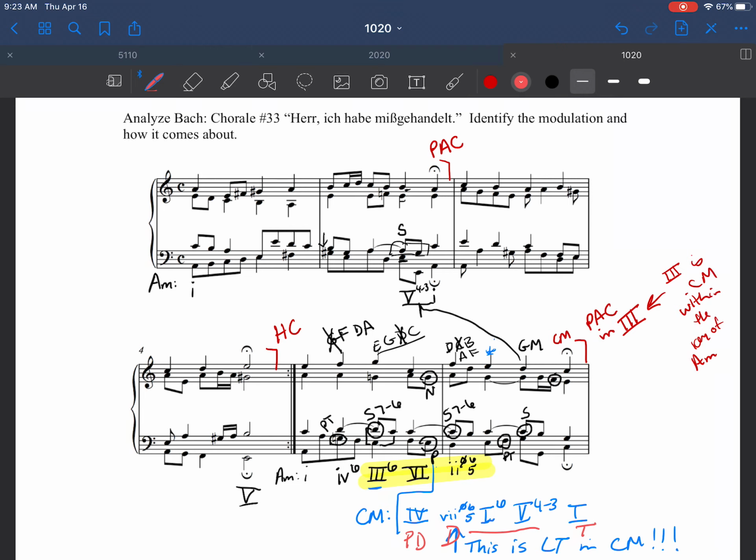So let's listen to this again, so we kind of hear how this pivot chord is working. I might talk through a little bit of it as well as the recording plays.